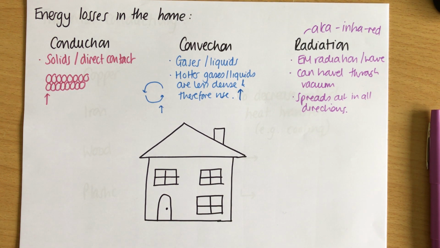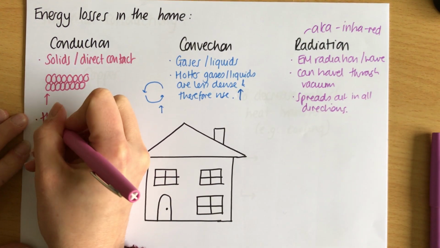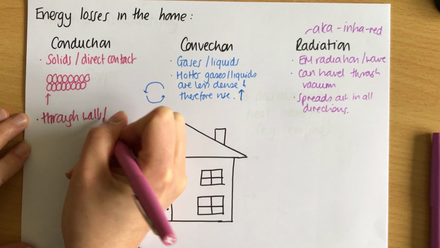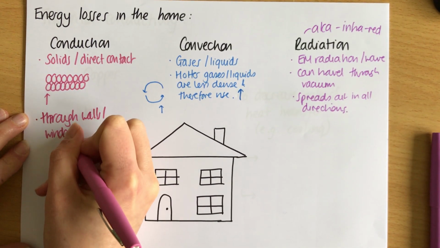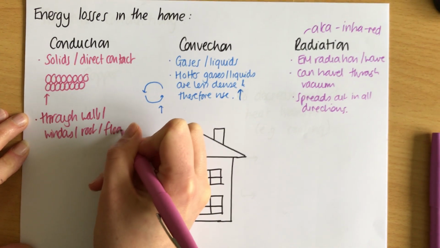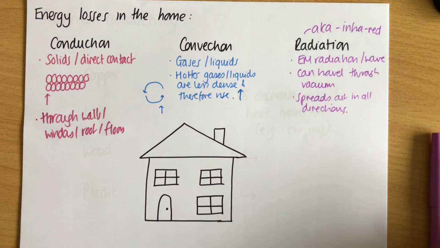And there's different ways that heat can escape. It can escape via conduction. For example, conduction might be through the walls, or through the windows, or through the roof, or through the floors, anything solid. So if it's going through a solid object, it's going through conduction.